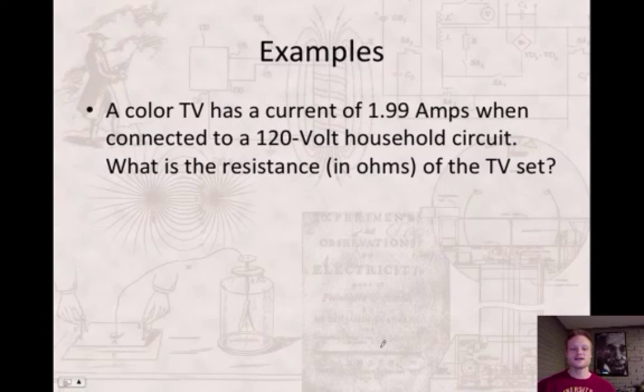All right, let's do some number crunching using Ohm's law. It says a color TV has a current of 1.99 amps. I'm just going to round that up to 2 to make the math simpler. So current is I, and I equals 2 amps, when connected to a 120 volt household circuit. So my V is 120 volts. What is the resistance in ohms of the TV set?